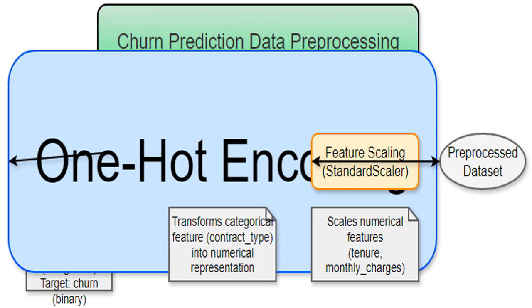To use the contract type information in my model, I need to convert it into numbers. One-hot encoding does this by creating new columns for each contract type and marking them with a 1 or 0, indicating whether the customer has that contract type or not. It's like giving each contract type its own on/off switch.